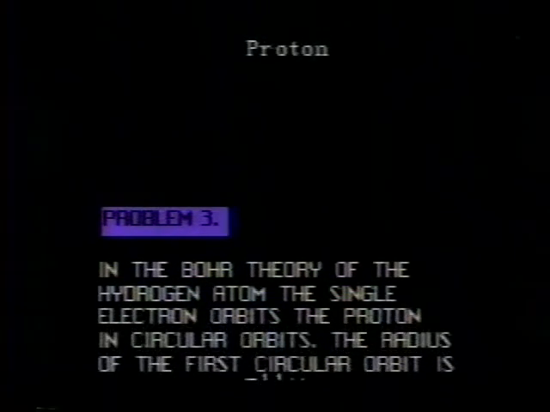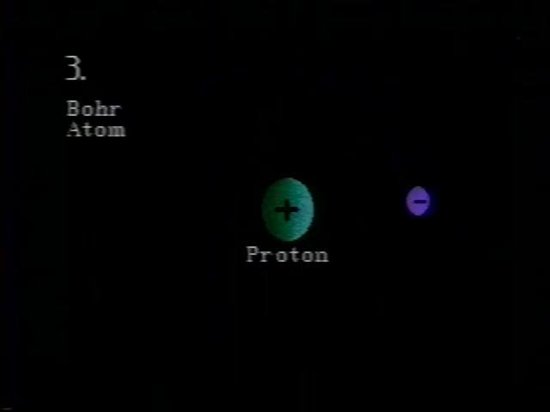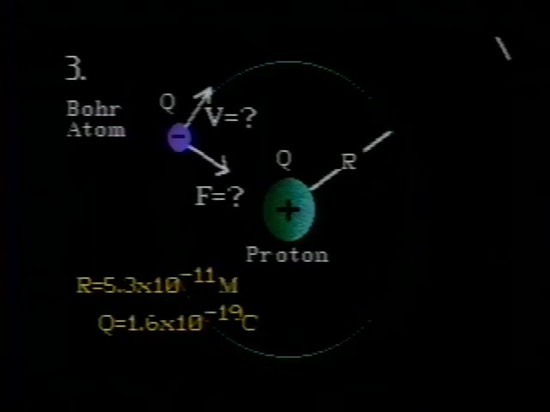Let's take a look at our Bohr atom. Here we see an electron circling the proton. The data that we are given is that the radius of the circular orbit is 5.3 times 10 to the minus 11 meters. The charge on the proton and on the electron has the same magnitude and has a value of 1.6 times 10 to the minus 19 coulombs. The problem is to find the force on the electron and to find the speed of the electron in its orbit. All right, try to solve that problem before watching its solution.